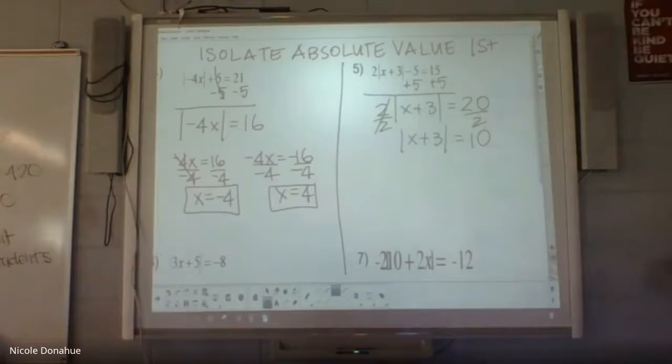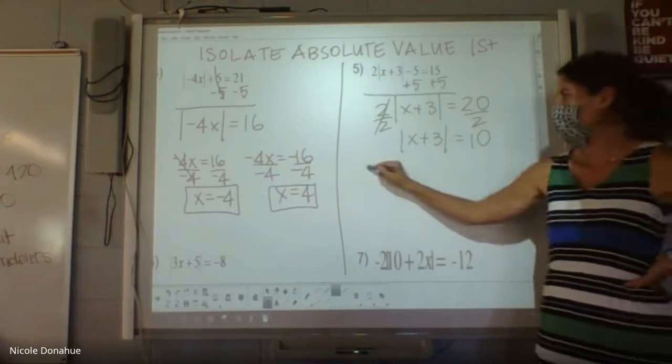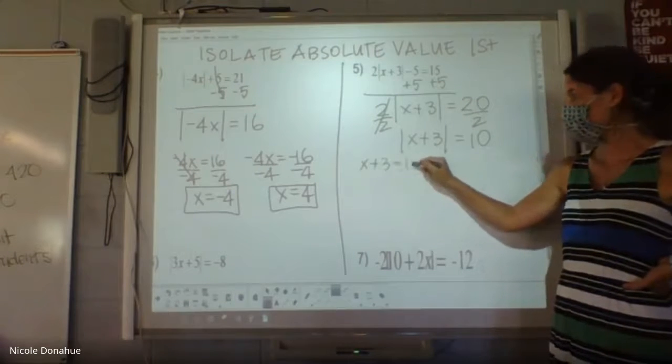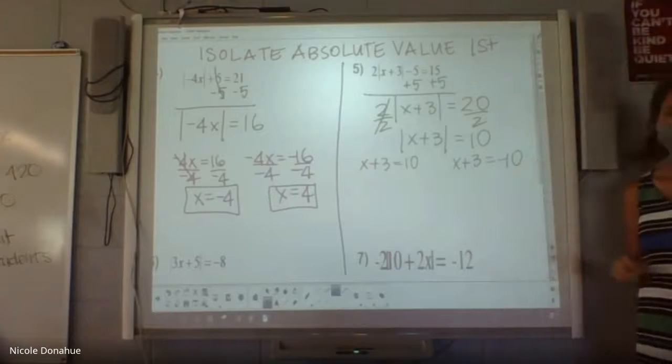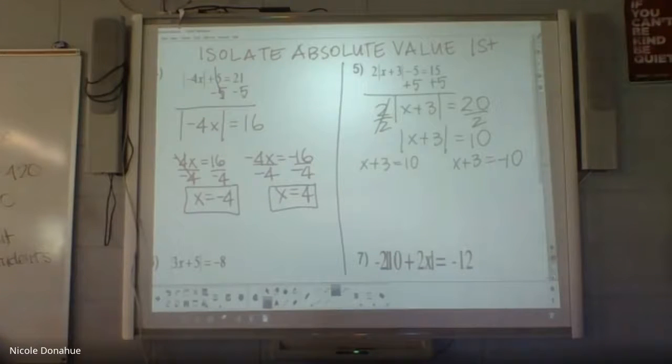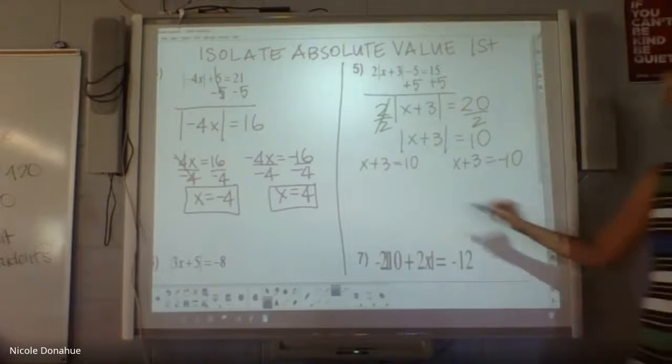So we divide by 2, and we end up with 10. And now we can set up our 2 versions of this problem. So x plus 3 equals 10, but x plus 3 also equals negative 10. That's the big difference between what we were doing on the front side compared to what we're doing here, is we need to isolate that absolute value first.